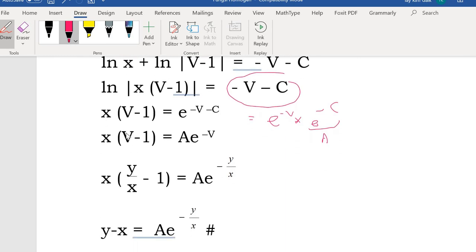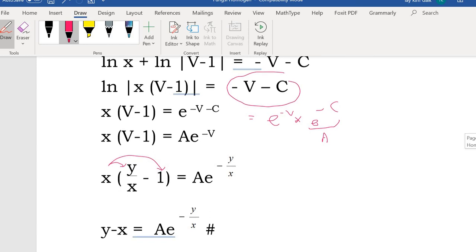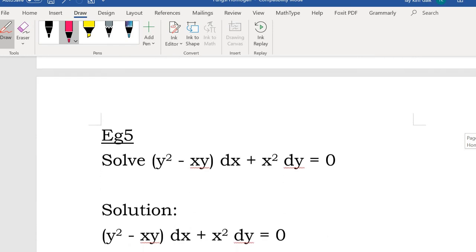And lastly, you replace v by y over x. You may leave it here, or if you want to simplify some more, you can also expand. So x here cancels. So you have y minus x equal to a exponent negative y over x. This is the first example. Let's look at one more example.